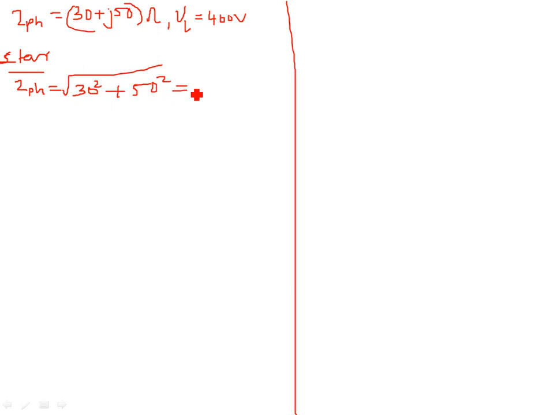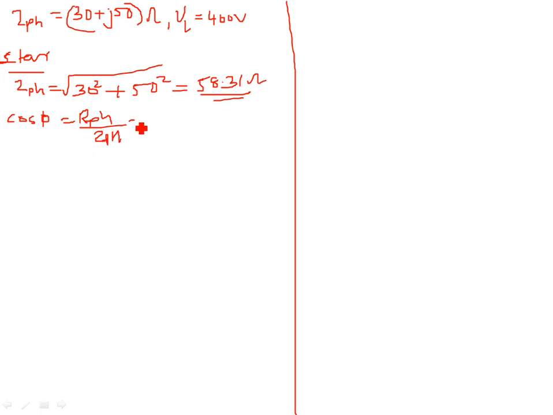That is direct. Here I am not drawing the impedance triangle. Root of 30 square plus 50 square gives 58.31, and this is Z phase. Now, finding the power factor. What is power factor? Cos phi. Power factor is given by R phase by Z phase.